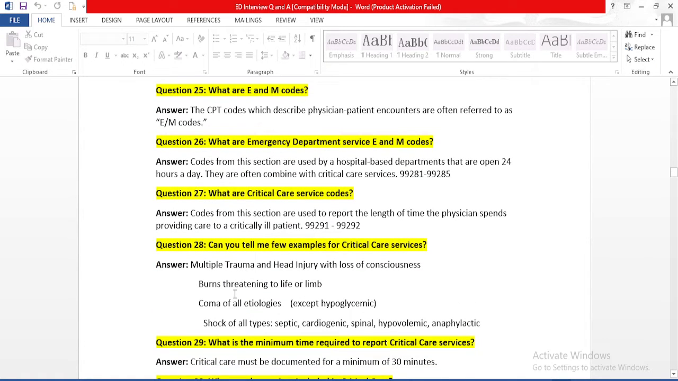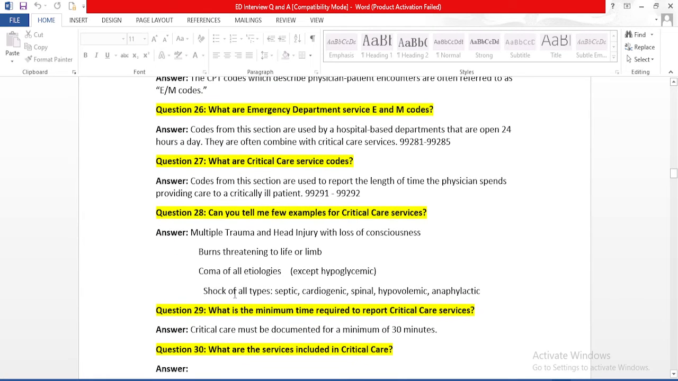Next question, what are E&M codes? Answer, the CPT codes which describe physician-patient encounters are often referred to as evaluation and management codes. Next question, what are emergency department service E&M codes? Usually codes from this section are used by hospital-based departments that are open 24 hours a day. They are often combined with critical care services. For emergency department, we will use the 99281 series to 99285.